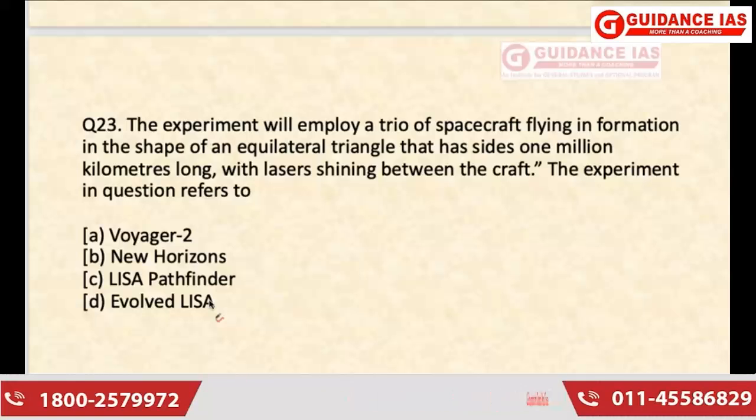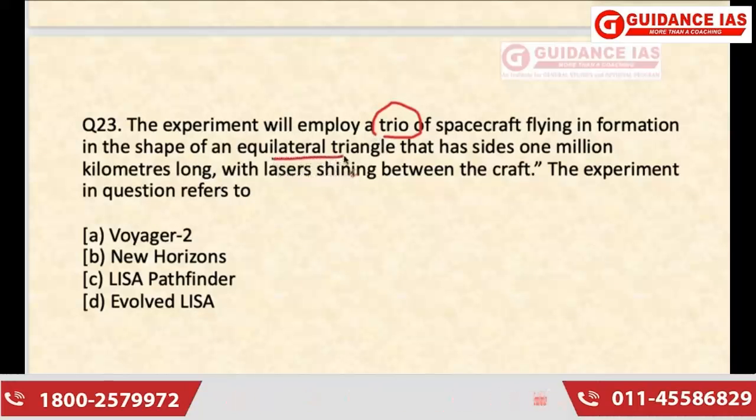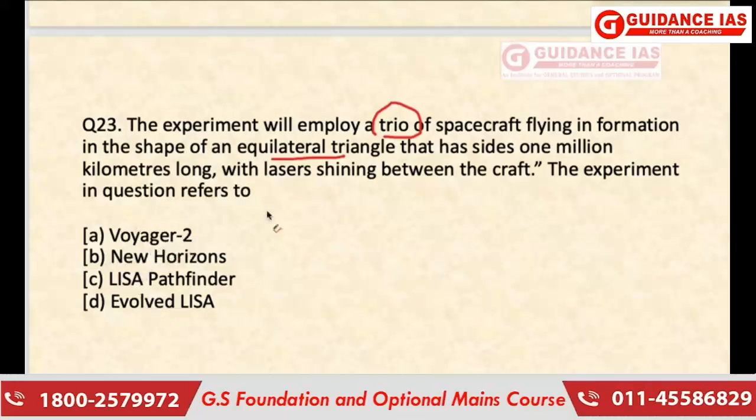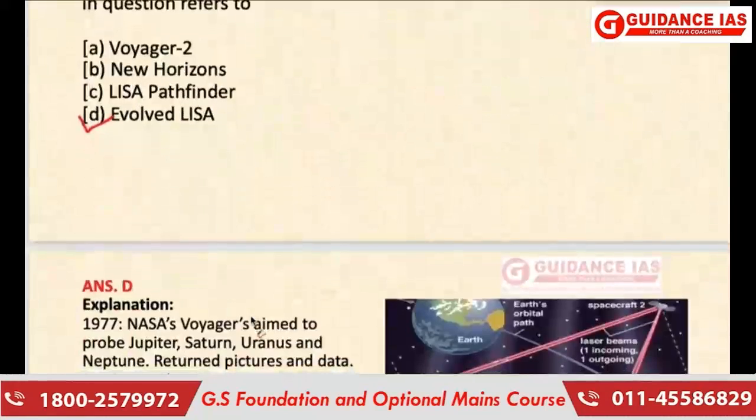I repeat, this experiment will employ a trio of spacecraft, and this word trio is very important here, flying in formation in the shape of an equilateral triangle. Again, a very important word. Then what is it related with? Let me directly tell you the answer, and then we will understand how. It is related with eLISA, evolved LISA.